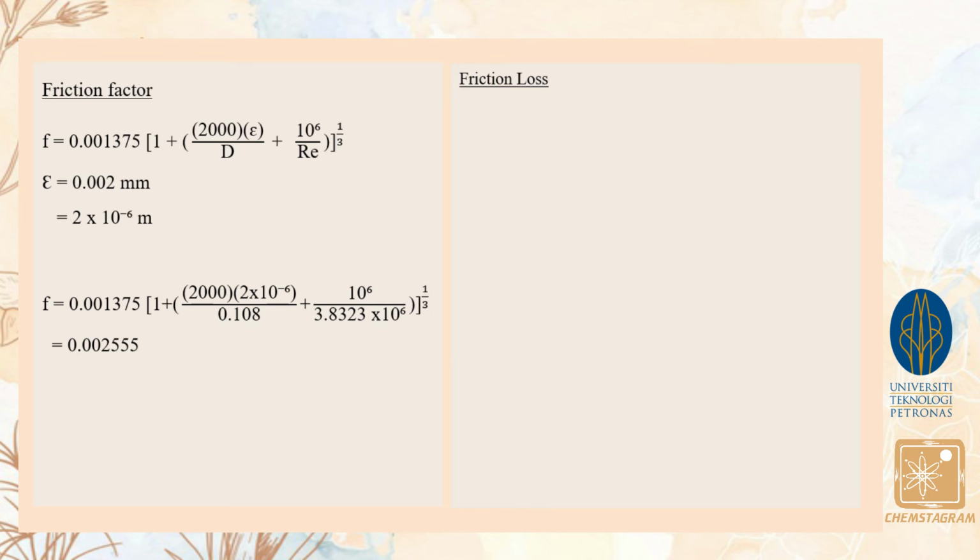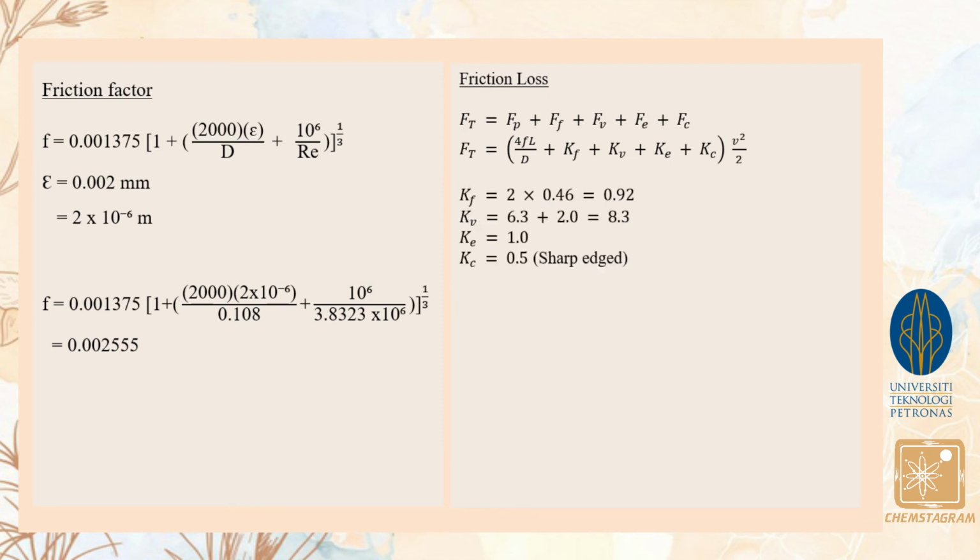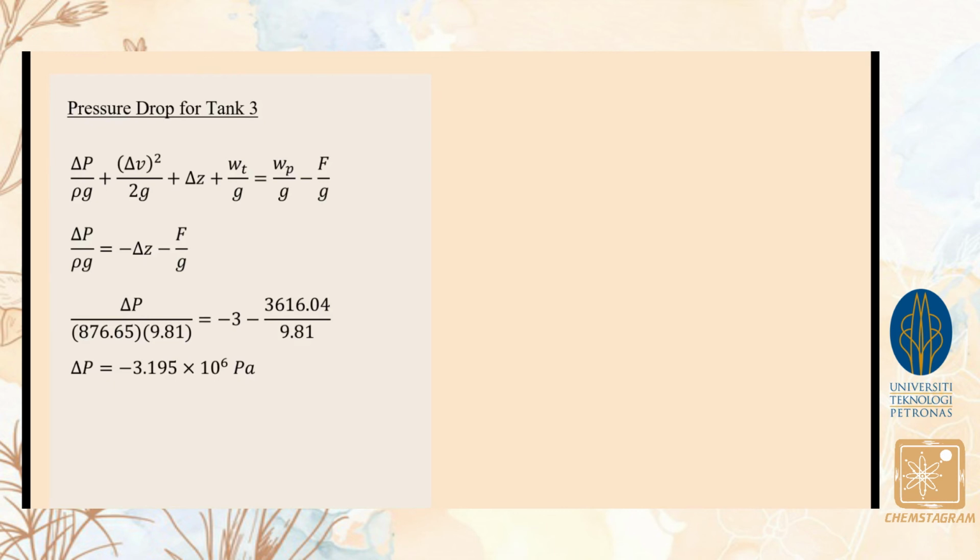Pipe number 3, we have to repeat the same step as we did in pipe 1 and pipe 2. Since pipe 3 is almost identical with pipe 1, the value of coefficient is also the same. After we plug in the value, the friction loss in pipe 3 is 3616.04 joule per kilogram. Pressure drop for tank 3 can also be calculated using Bernoulli's equation for pipeline system. First, we need to simplify the equation by cancelling the velocity head, turbine head and pump head. Then we can get the value of pressure drop by putting the values into the simplified equation. The pressure drop for tank 3 is negative 3.195 times 10 to the power of 6 Pascal.